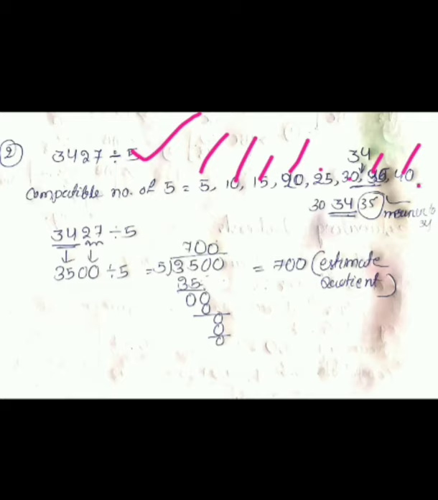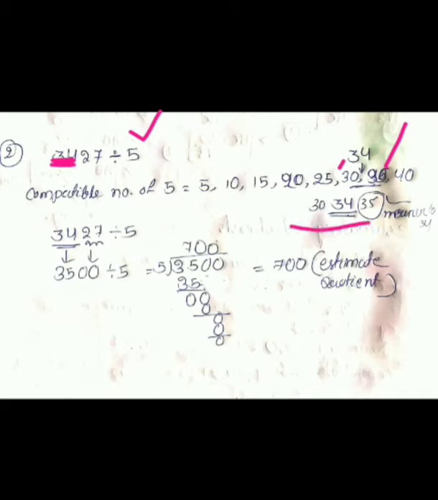Okay? But now 3 is smaller than 5. So we will take a 2 digit number, that is 34. 34 is nearer to which number? 34 is in between which two computable numbers of 5? In between 30 and 35. Okay? So students, just see, in between 30 and 35, 34 is there. So which number is nearer to 34? 35 or 30? Obviously 35 is nearer to 34.